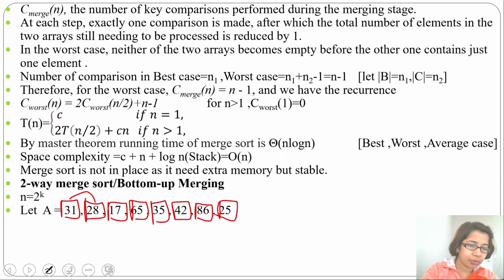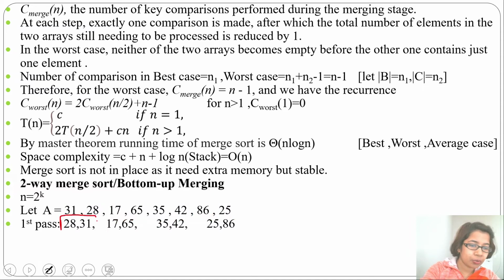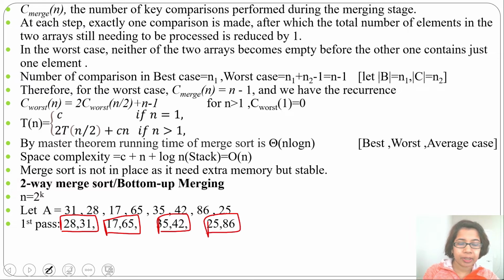So I'll compare these two, 32, 28. 28 will come first. Next we'll compare 17 and 65. 17 will come first. Next we'll compare 35 with 42. 35 will come first. Next we'll compare 86 and 25. 25 will come first, then 86. So after the first pass, we got 28, 31, 17, 65, 35, 42, 25, 86. Now these two in one array, these two in one array, these two in one array, and these two in one array. This means we did one pass.